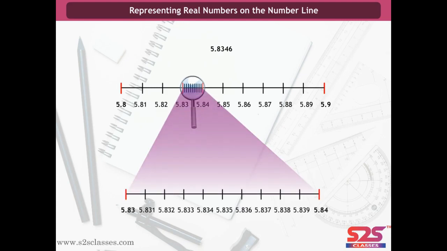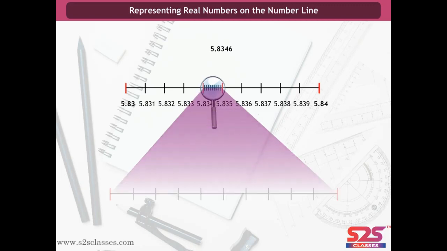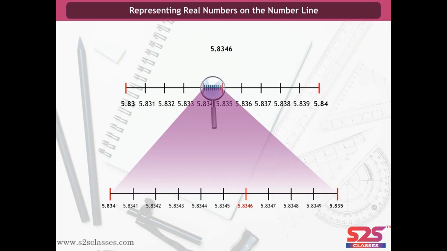Go back to 5.8346. We put the three decimal numbers on the number line. 5.8346 lies between 5.834 and 5.835. So divide this interval into 10 equal parts and magnify them. Now we can see 5.8346 on this number line. Thus we get 5.8346 on the number line.